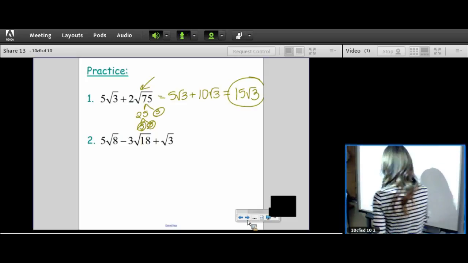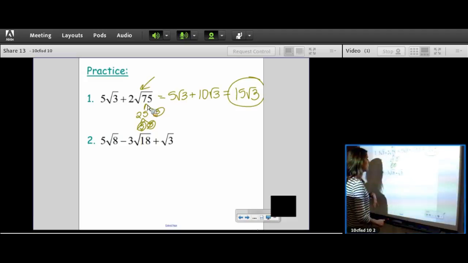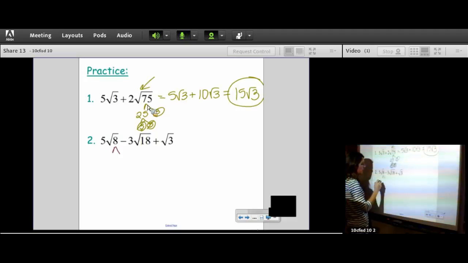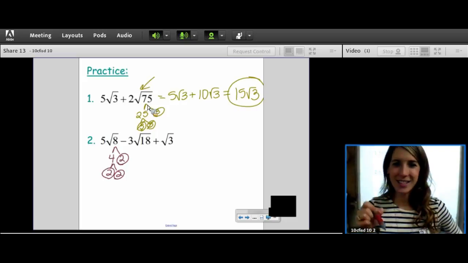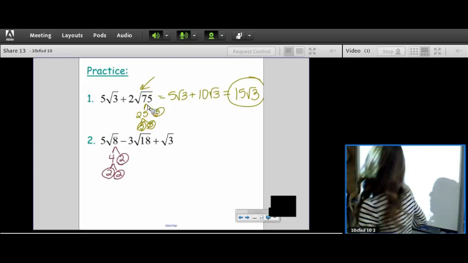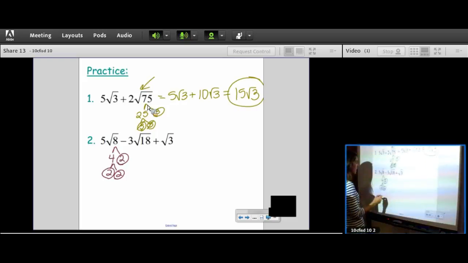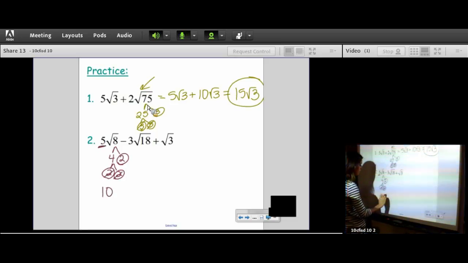Okay, number 2. Whoa, we've got some simplifying to do. Let's do 4 times 2, prime. 2 times 2, prime, prime, prime. 8 is actually a perfect cube, right? Because there's a set of 3, but we're not worrying about that. Okay, so 5 root 8 becomes, okay, there's already 5, and a 2 escaped. So we've got another 10 root 2.